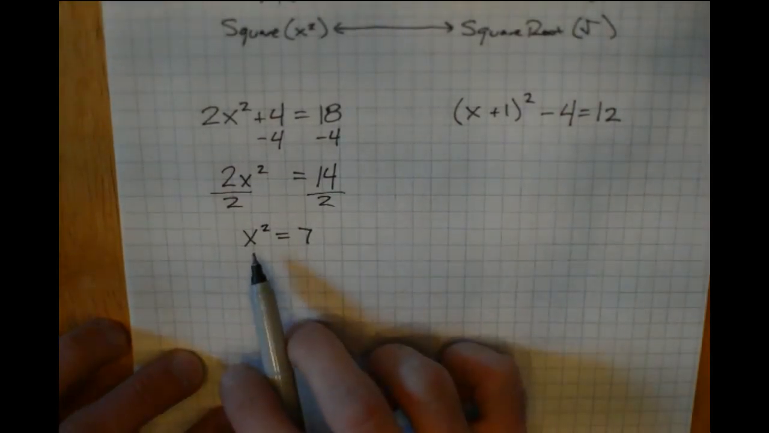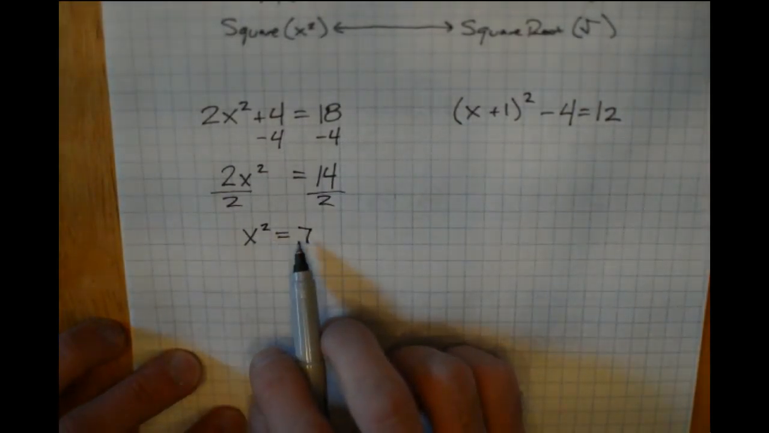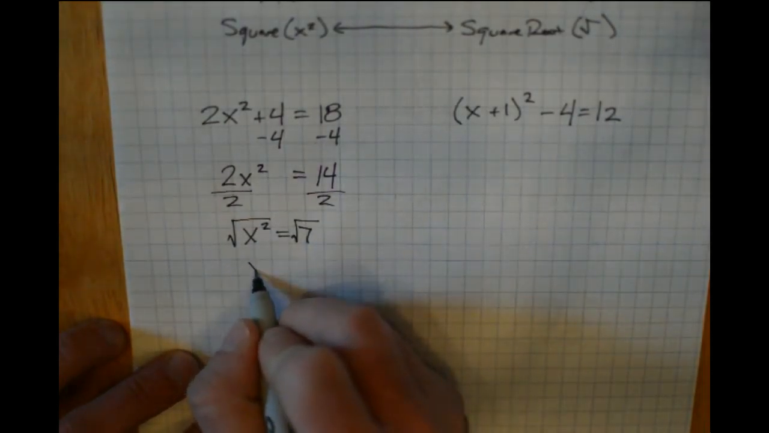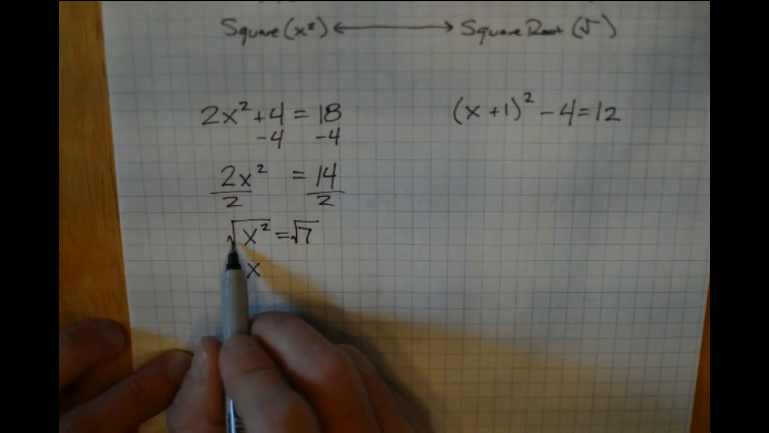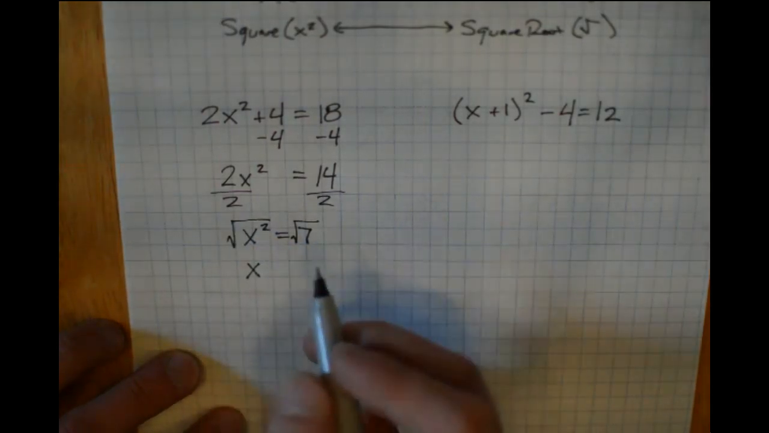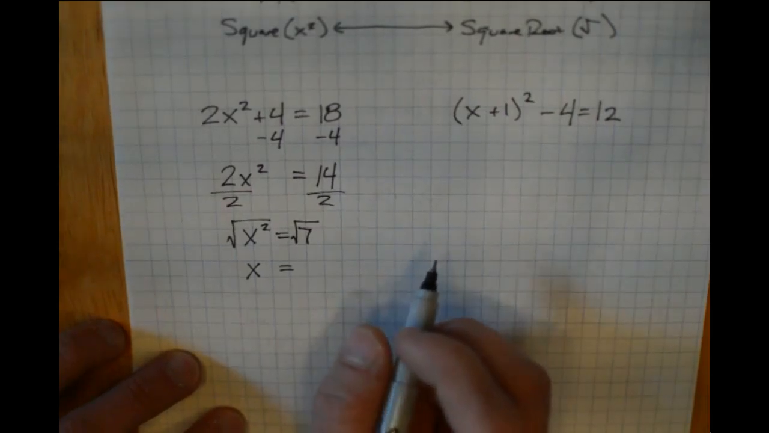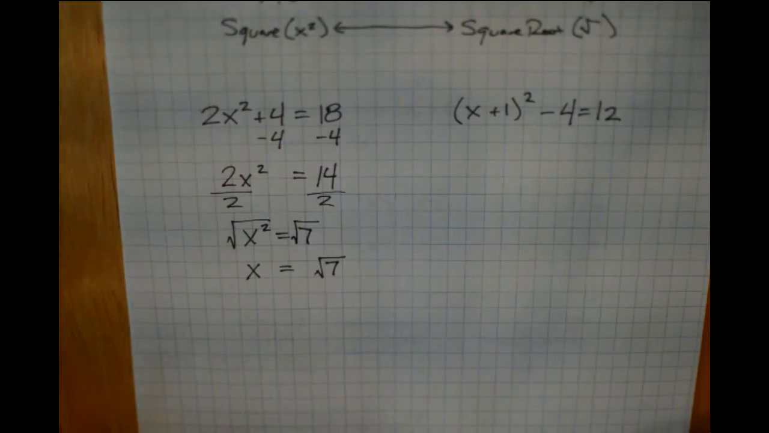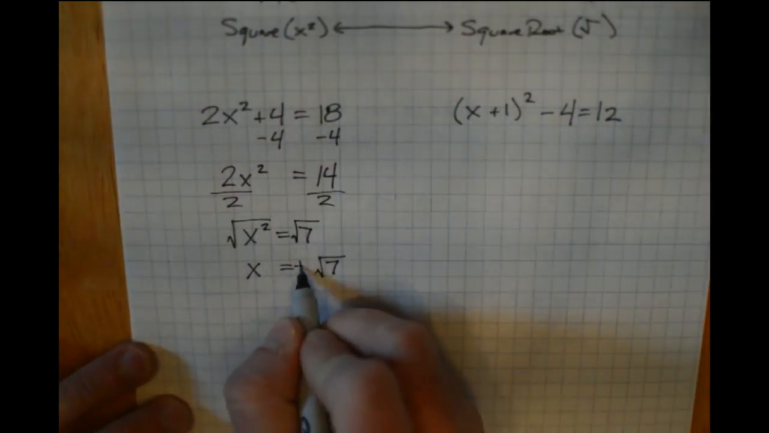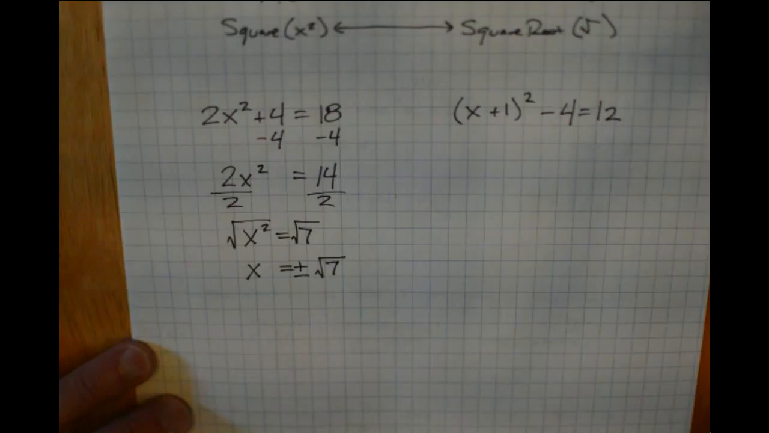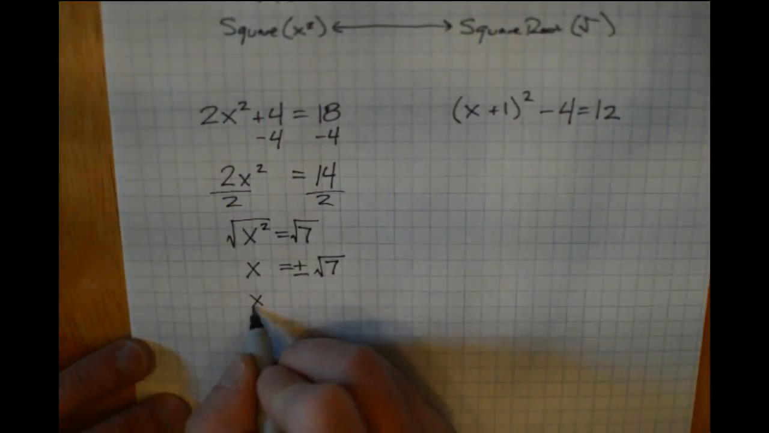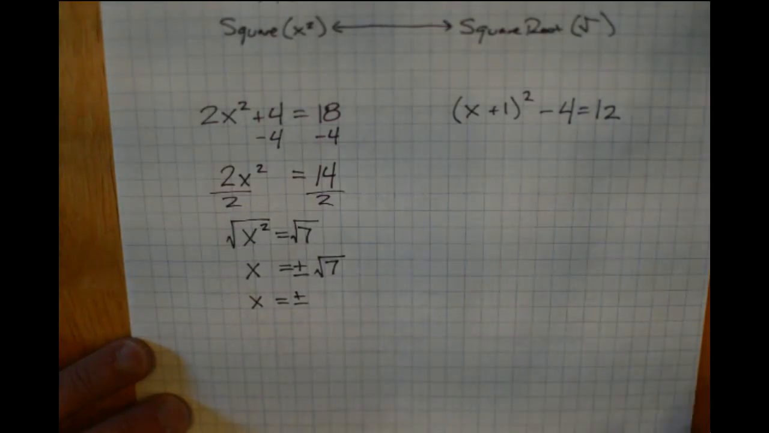So what this is saying is, what number, when I square it, gives me 7? Well, the inverse operation of the square is to take a square root. On the left side, the square root and the square are inverses, so they cancel each other out. On the right side, we have the square root of 7, but that's not the only number that you could square to get 7. Positive square root of 7 and negative square root of 7 could both be squared to get 7. Now, if you wanted to approximate this, we would have to figure out what the square root of 7 is.